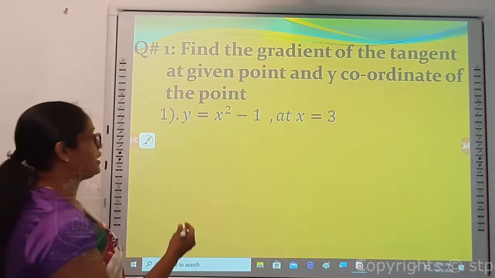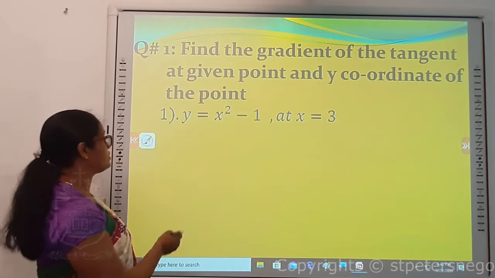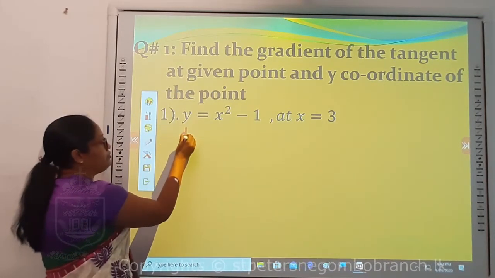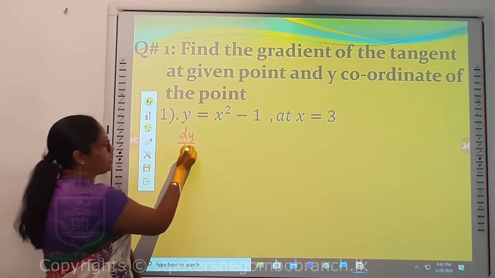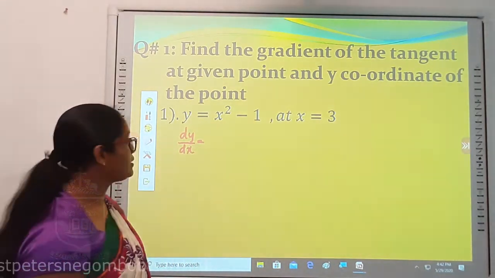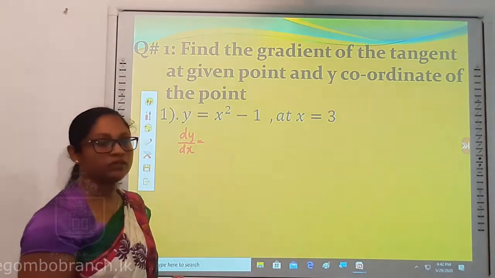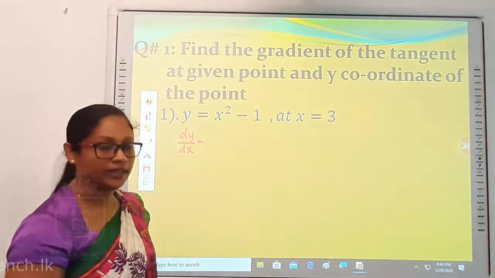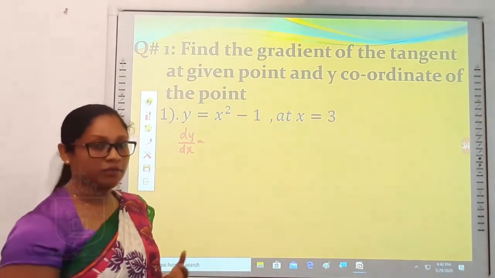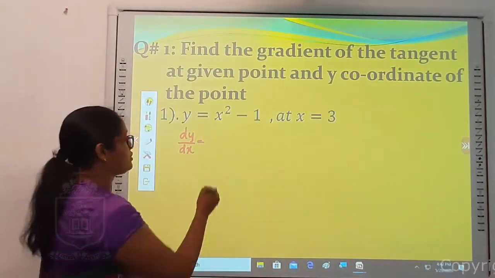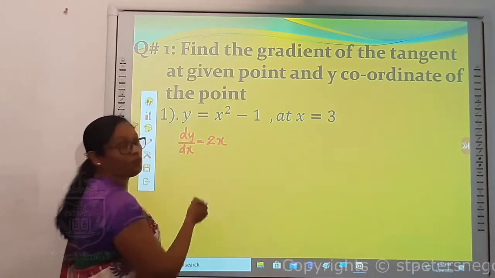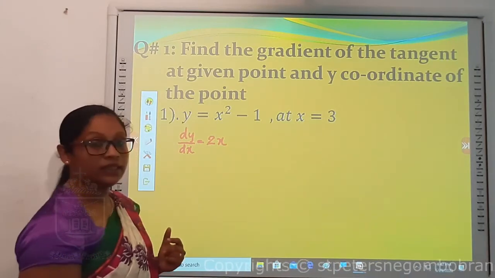For that I will differentiate this function with respect to x. dy over dx: if we differentiate this side with respect to x, for x squared you can use the formula d(x^n)/dx equals n x^(n-1). That formula you can use. So the answer here is 2x, and the derivative of a constant is 0. So this is the derivative function.